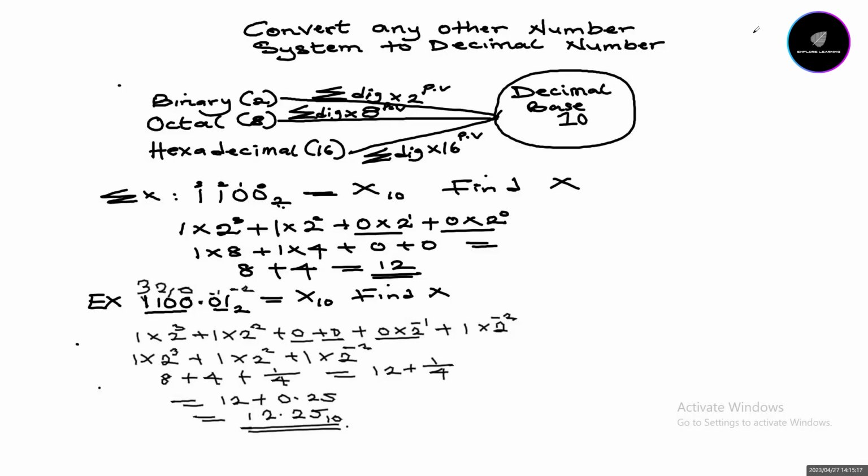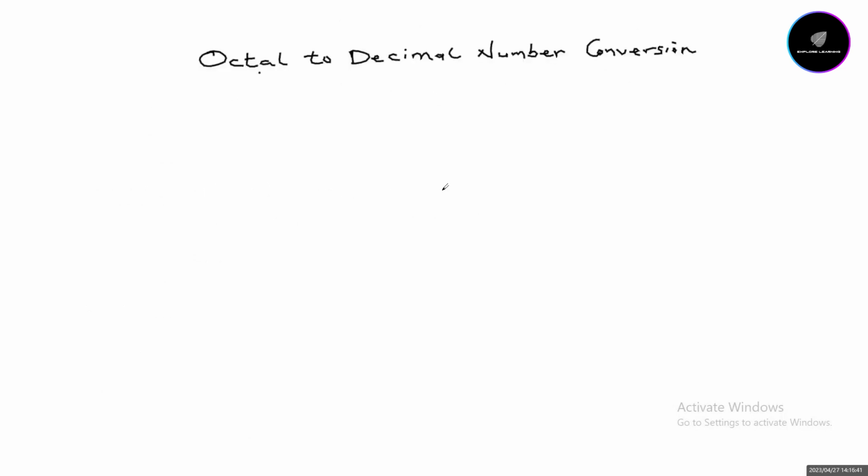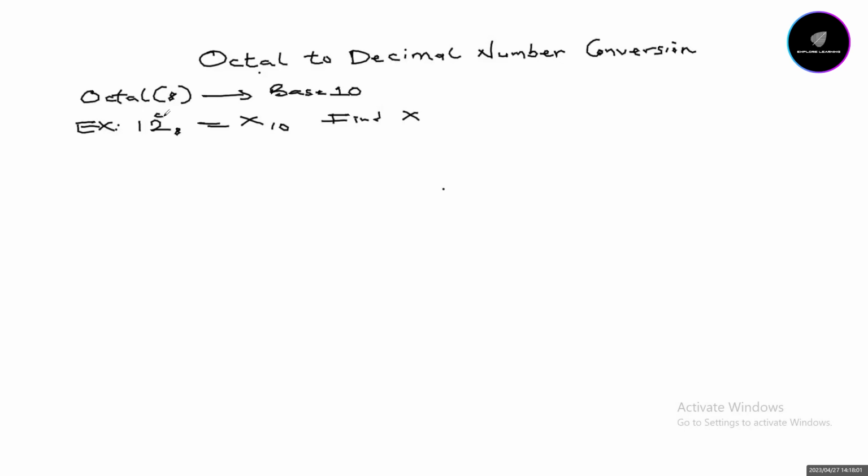So let's take another example where we have to convert octal to decimal number system. All right, so this is an example of octal to decimal number conversion. At first, we need to determine the place value. Now, this is a whole number without a decimal point. So in this case, we are going to consider only positive place values because there is no decimal point. So the place value is going to be 0, 1.